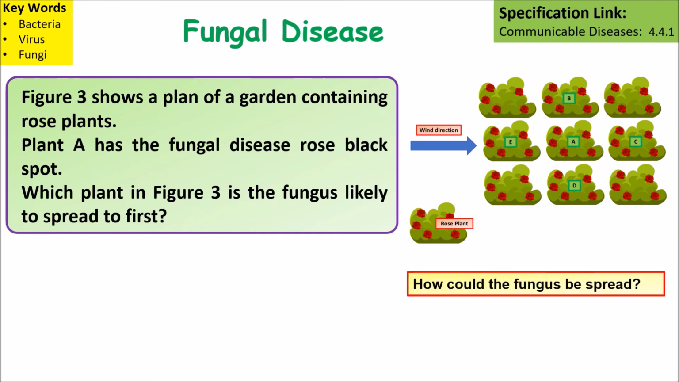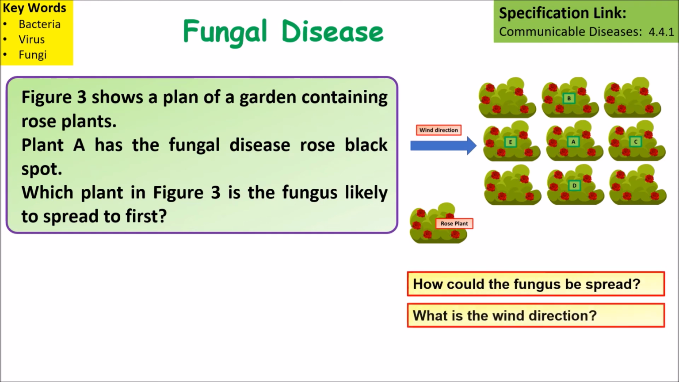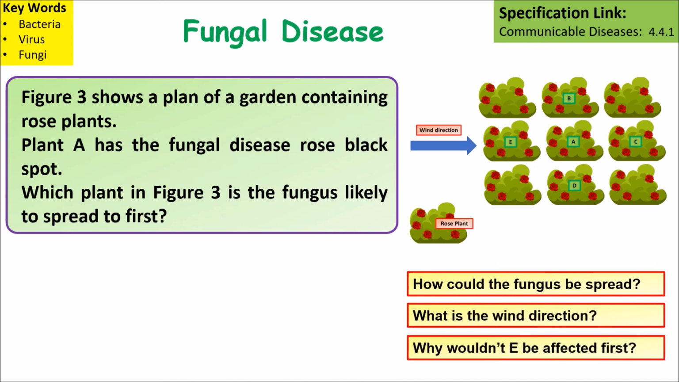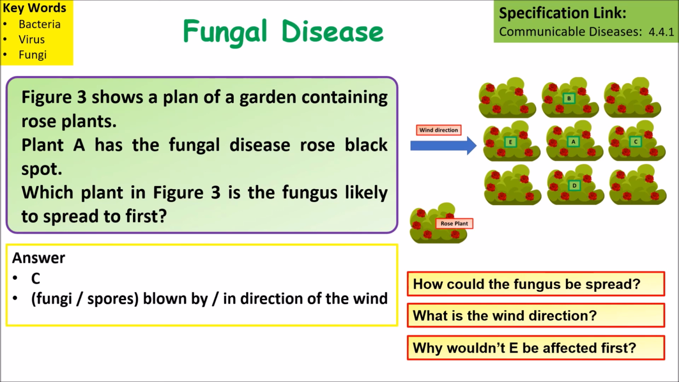So we need to think about how this fungus could be spread, the wind direction, and why wouldn't E be affected first? So the answer would be C, because the fungal spores are blown directly in that direction by the wind.